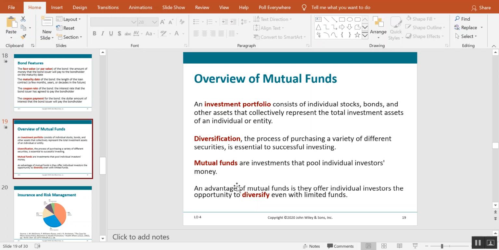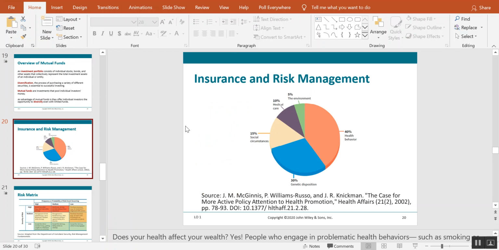So you're really diversifying because you have more investments spread out, and you don't have everything in one place. The way they used to say this, you don't have all your eggs in one basket. So that covers the stocks, bonds, and mutual funds. Now we're getting into the insurance and risk management.